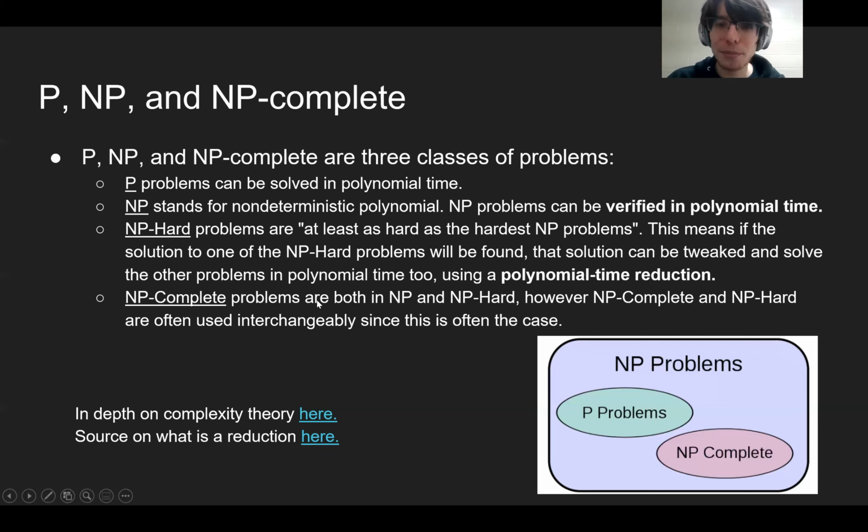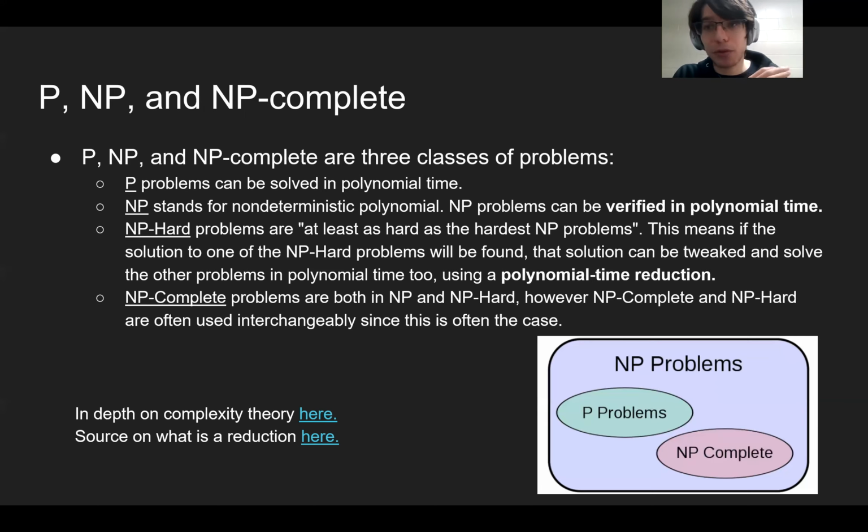So then NP complete problems are problems which are both NP and NP hard. But NP complete problems are not in P, because P problems, right, can be solved in polynomial time. NP complete problems are NP hard, and if it's NP hard, then it's at least as hard as the hardest NP problem. But it is also in NP. So all P problems, right, are not necessarily as hard as all other NP problems, right?